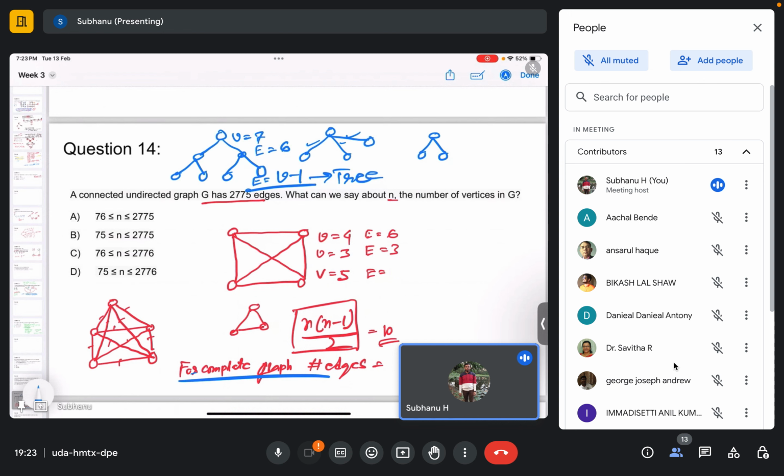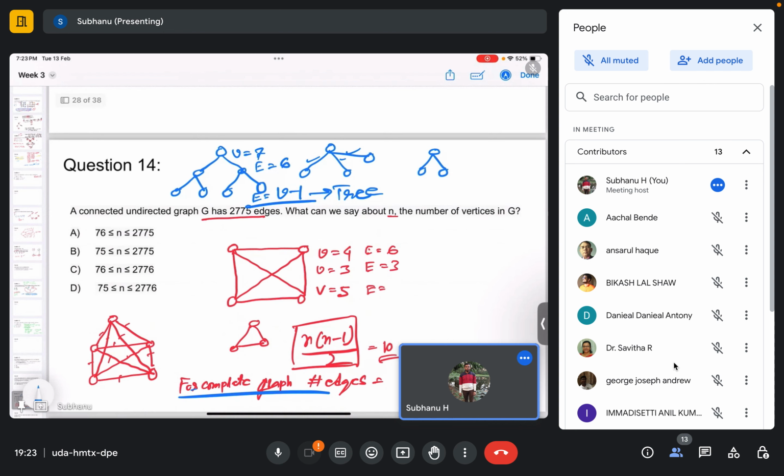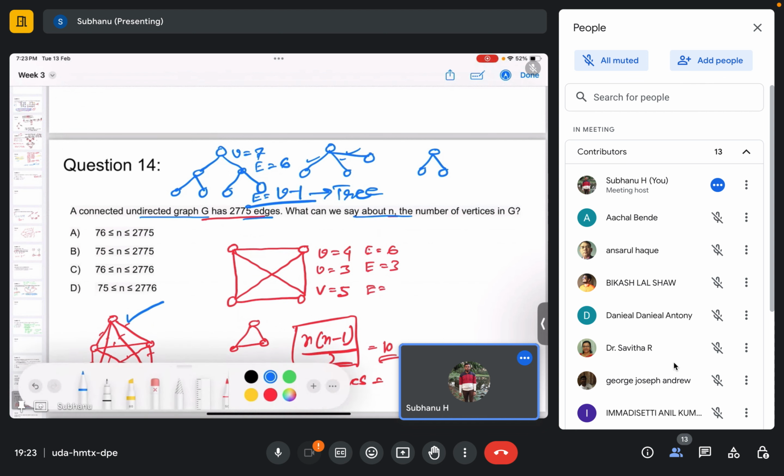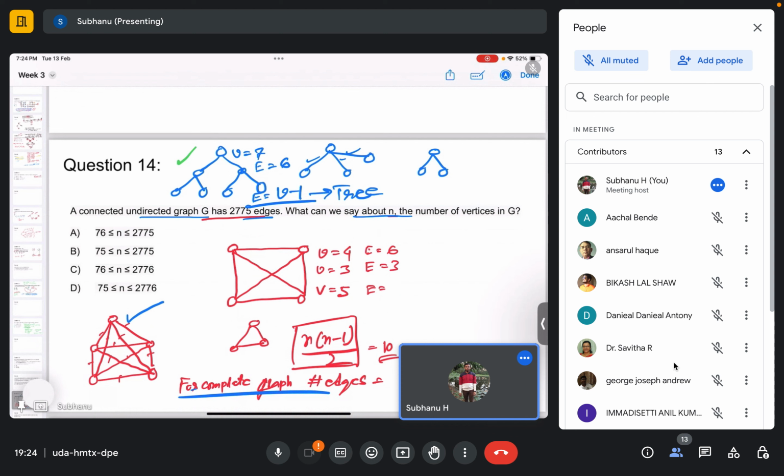So why am I saying this? Here it says that a connected undirected graph G has 2775 edges. And what can we say about n? That means we have to find the graph where the maximum and minimum number of edges is possible. In a complete graph, the maximum edges are possible, and in a tree, the minimum edges are possible. So that's why we have taken these two examples.